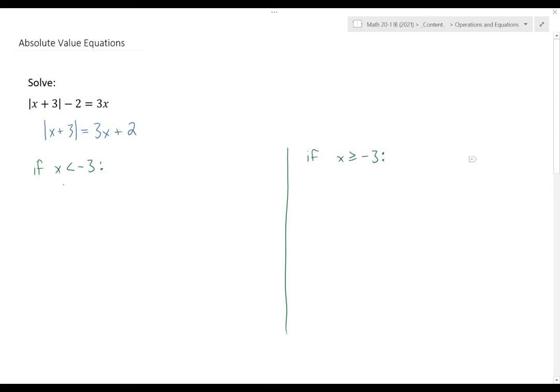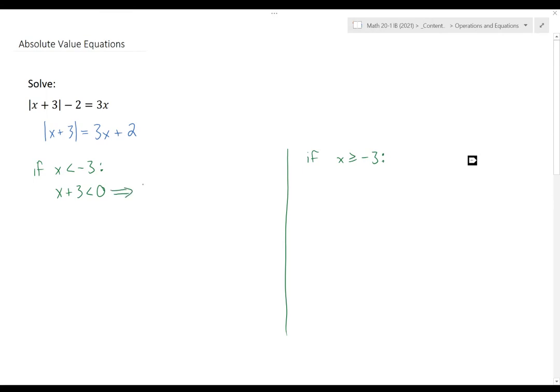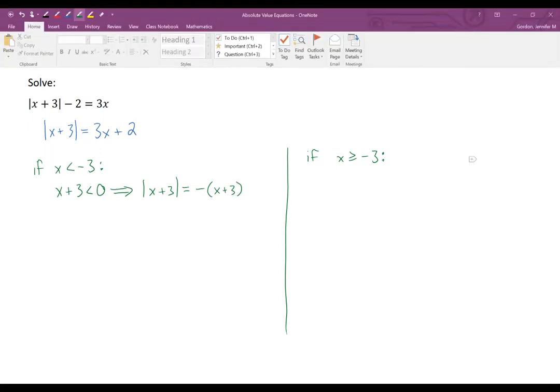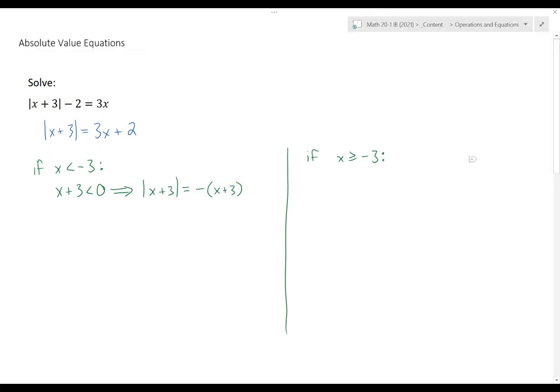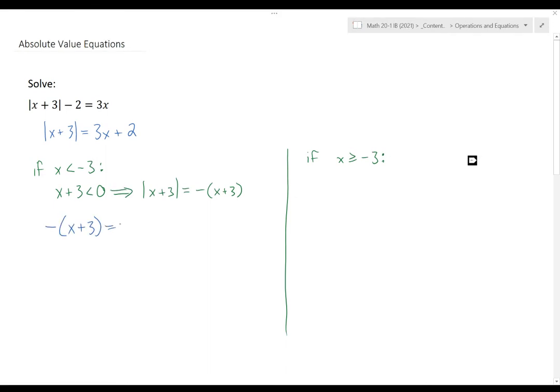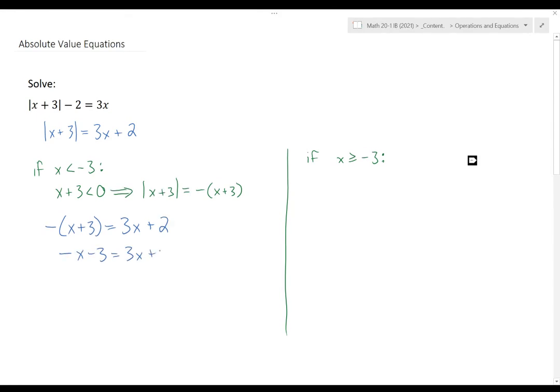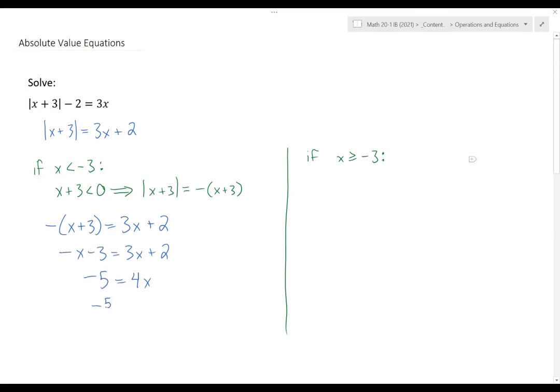Because if x is less than negative 3, then x plus 3 is less than 0, which means that the absolute value of x plus 3 is the opposite of x plus 3. So in this region of the domain, the equation that we're solving is negative (x plus 3) equals 3x plus 2. Or in other words, negative x minus 3 equals 3x plus 2. Negative 5 equals 4x. So negative 5 over 4 equals x.